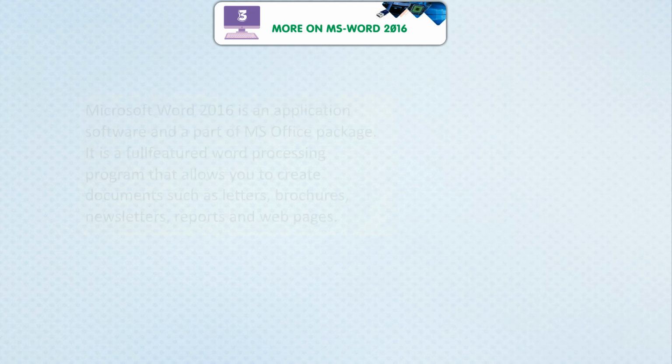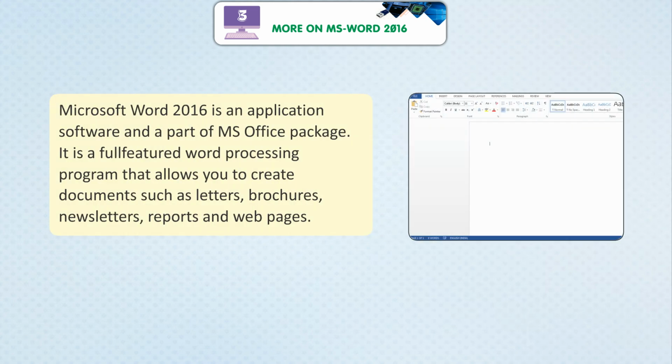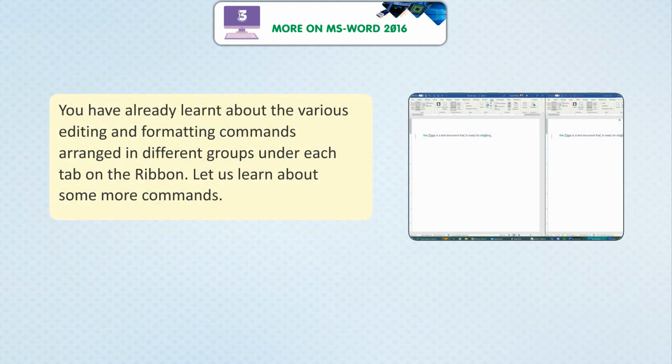Mail merge. Microsoft Word 2016 is an application software and a part of MS Office package. It is a full-featured word processing program that allows you to create documents such as letters, brochures, newsletters, reports, and web pages. You have already learnt about the various editing and formatting commands arranged in different groups under each tab on the ribbon. Let us learn about some more commands.